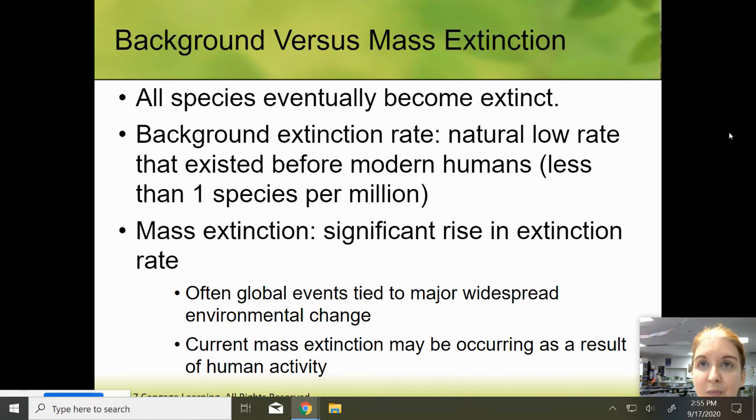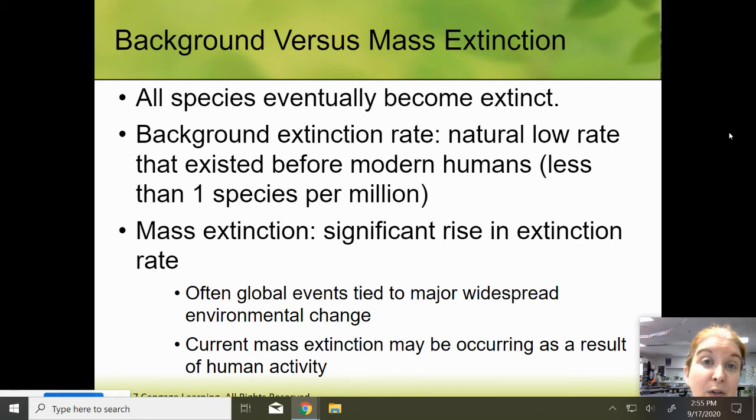found. So we can have what is called background extinction and then mass extinction. So once again, all species eventually become extinct. Background extinction rate is a very natural low rate that has existed for all of existence on this planet. About one species per million will disappear every year, go extinct. Mass extinction is a significant rise in that extinction rate. So often global events tied to major widespread environmental change, for example, climate change right now. Current mass extinction may be occurring as a result of human activity.